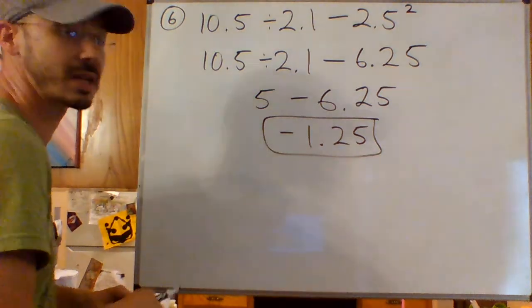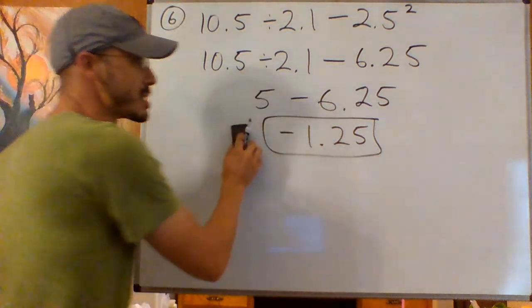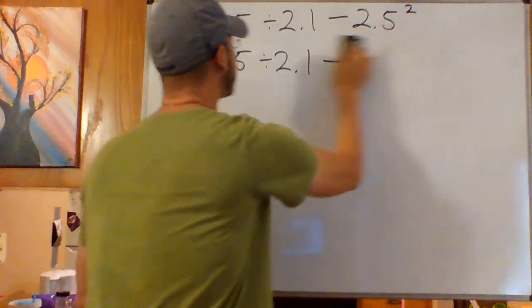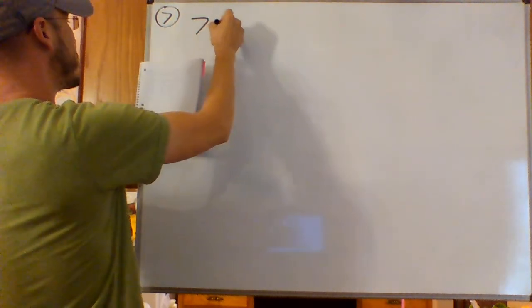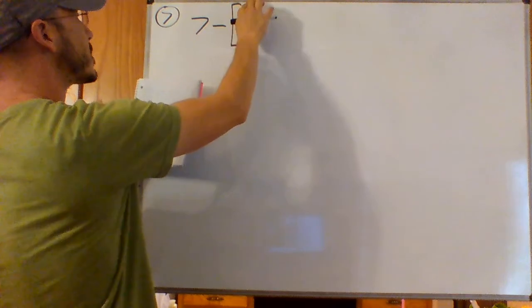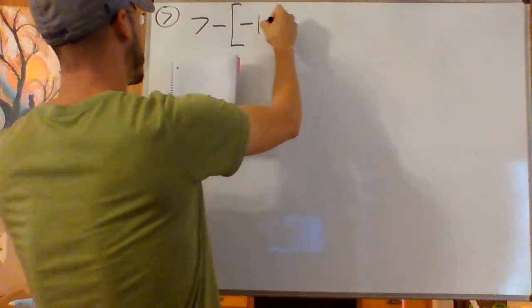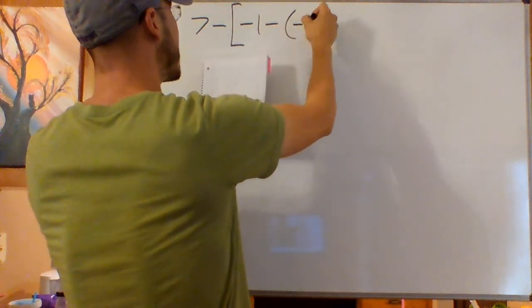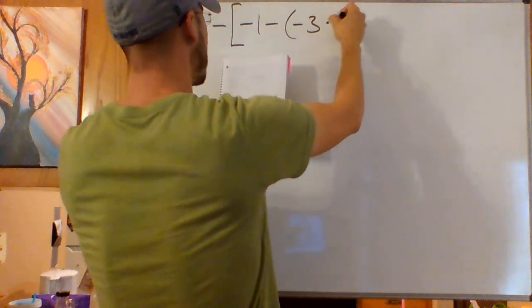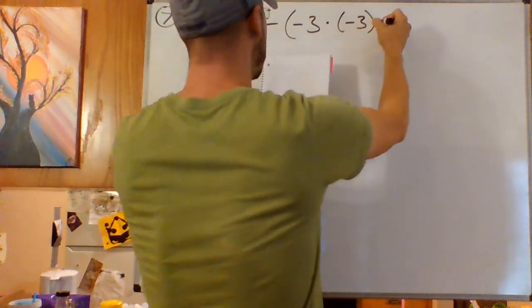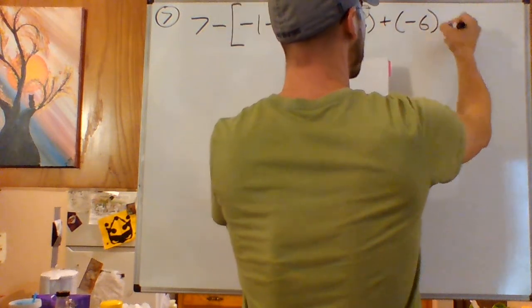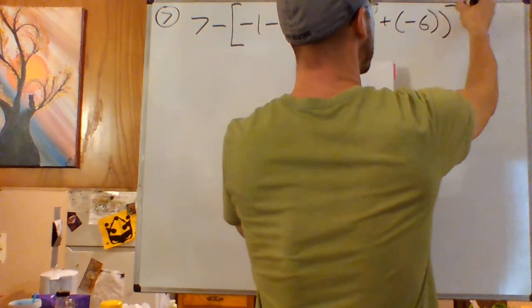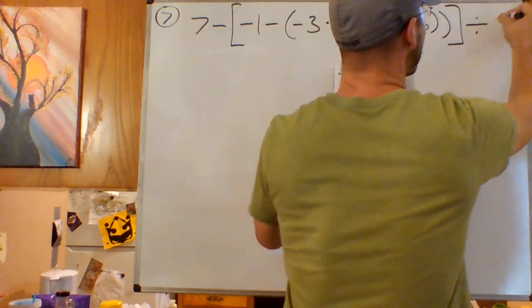I'm going to clear this because the next problem takes up kind of a lot of space. There's a lot of steps. So this is number 7, and I got 7 minus bracket -1 minus parenthesis -3 times -3 plus -6 parenthesis bracket divided by 4.